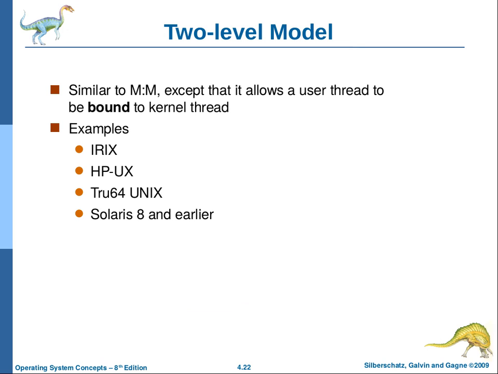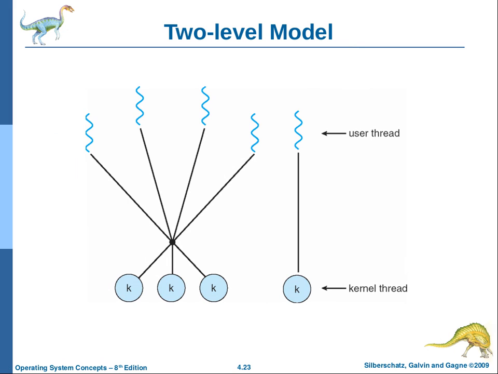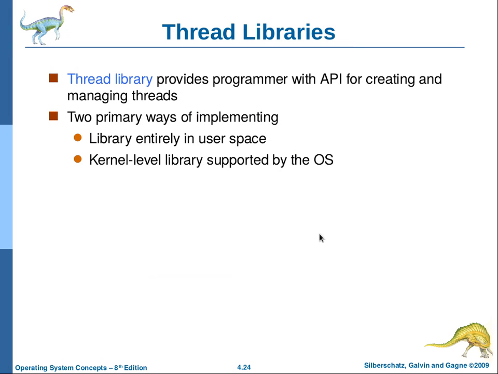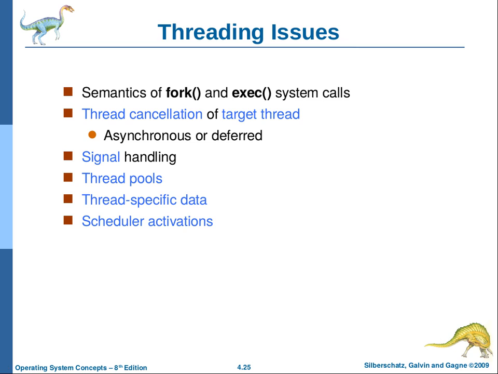Oh, a 2-level model. So here we go. You can choose to do the many-to-many, or you can choose to do the one-to-one. Cool. All right, thread libraries. Usually there's an API or there's kernel-level support. That's great. Semantics of fork and exec system calls are similar, but you know what? Let's stop and actually do this.